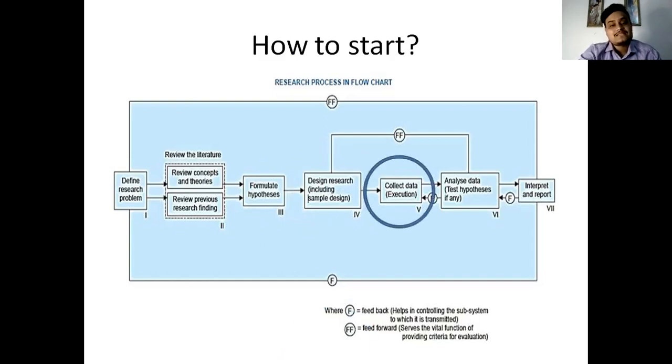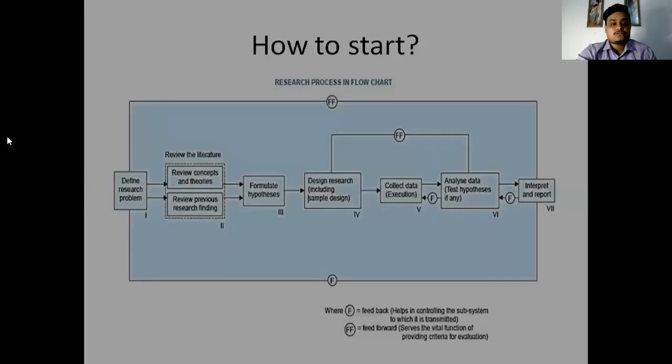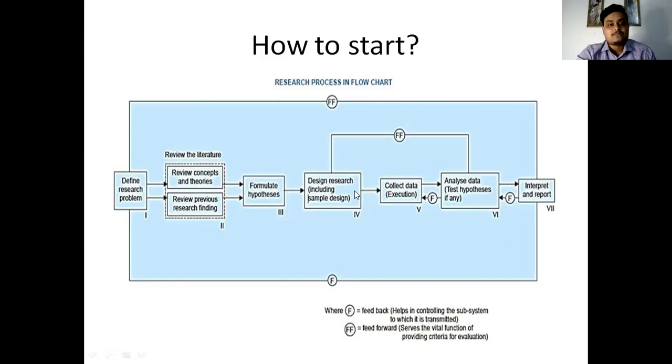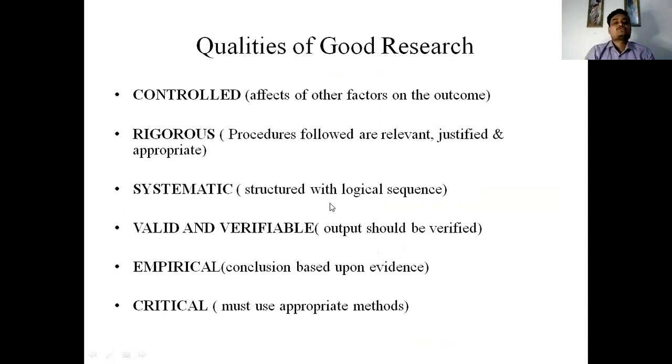Then there will be a collection of data, which is an execution round. Then there will be analyzing of the data, and finally the interpretation of the report. So this particular picture, or flow chart diagram, will give you an idea of how to start a research paper. Now, some realistic tips, or practical tips, for the research paper. Quality of good research includes 6 bullet points.